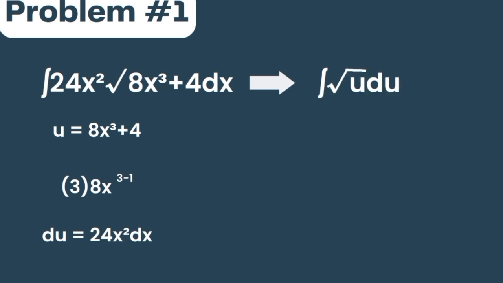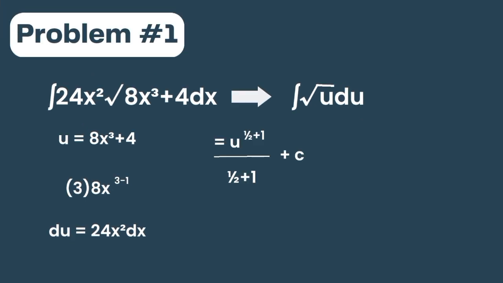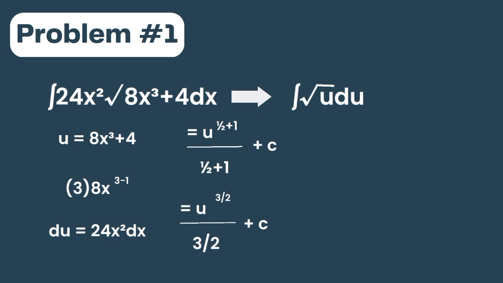The next thing to do is to substitute. Because our du is 24x squared dx and the given has 24x squared dx, we just substitute it into the integral of square root of u du. Since we already know that the square root exponent is 1/2, by applying the power rule, we're going to have u raised to 1/2 plus 1 over 1/2 plus 1 plus c. 1/2 plus 1 is equal to 3 over 2. That gets us u raised to 3 over 2 over 3 over 2 plus c. And by reciprocal, we got 2 over 3 u raised to 3 over 2 plus c.